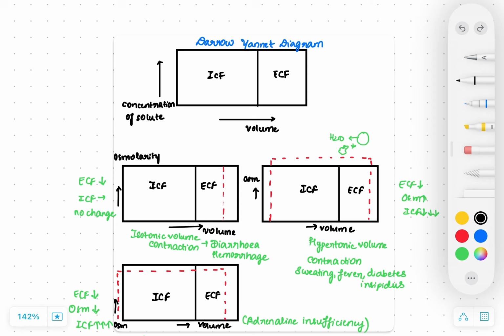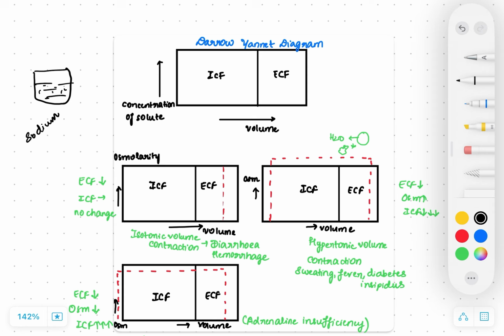Osmolarity is nothing but the concentration of solute in a solution. If there is a glass of water containing a pinch of salt, how much salt is there in that total glass of water is the osmolarity of that solution. In the human body also, the extracellular fluid, that is outside the cells, its osmolarity is mainly determined by sodium. So sodium determines the extracellular fluid osmolarity.